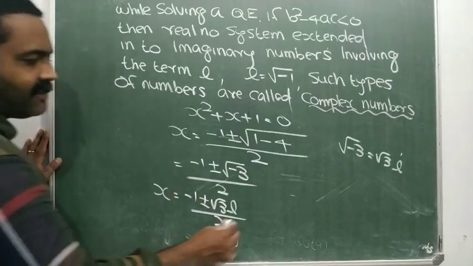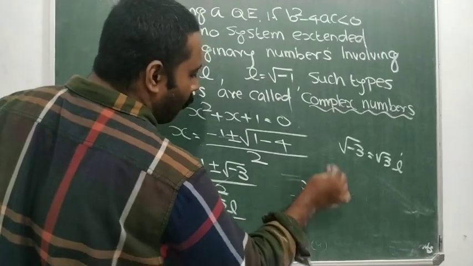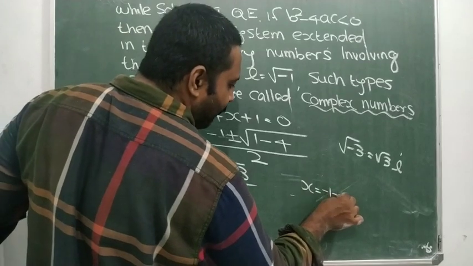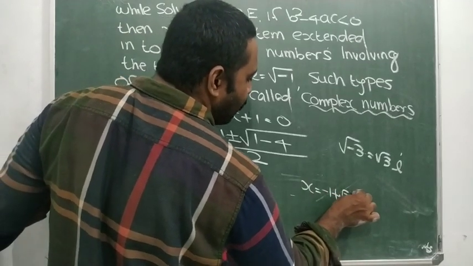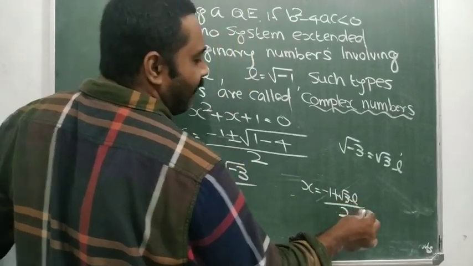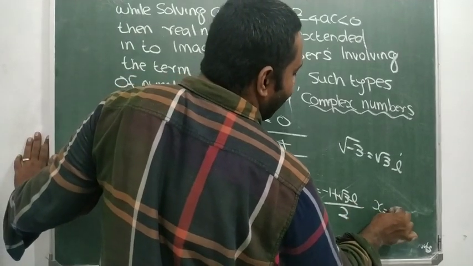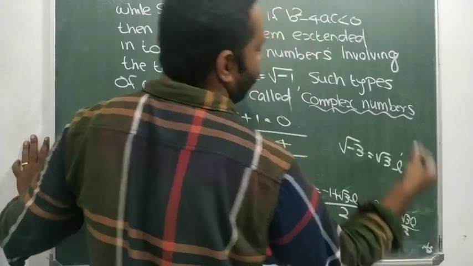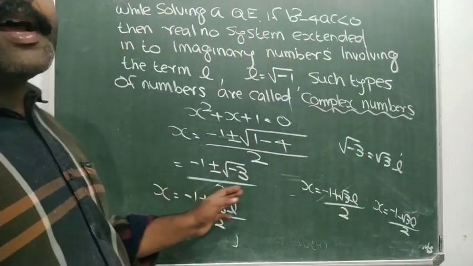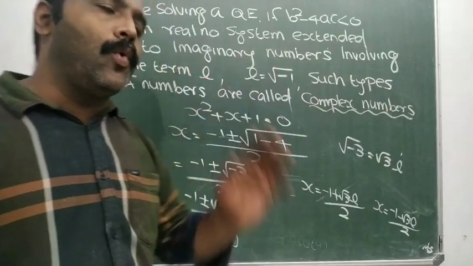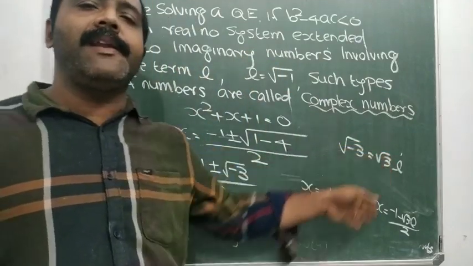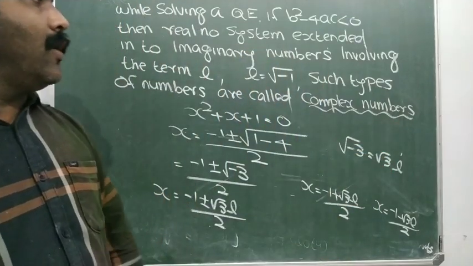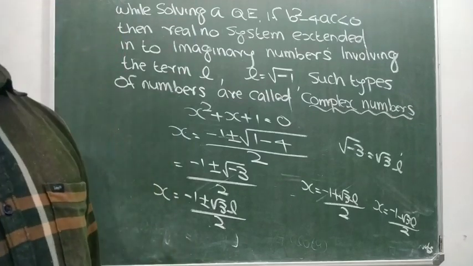Then separate it. x is equal to minus 1 plus root 3i by 2, or x is equal to minus 1 minus root 3i by 2. The roots are imaginary roots. Plus or minus separated into plus and minus. Okay, make note.